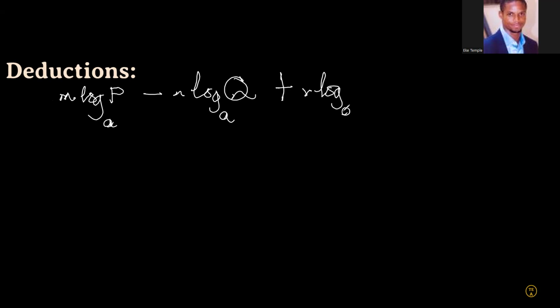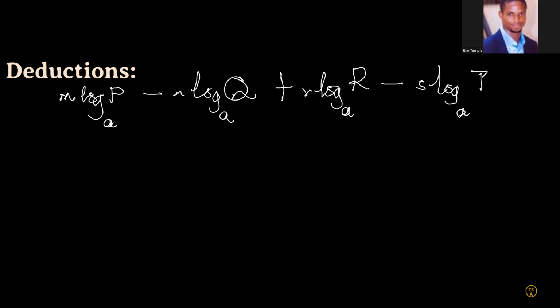Now here is another pattern. What if we have M log to base A of the number P, minus N log to the same base A of another number Q, now plus R log to base A of uppercase R, and minus S log to base A of T. What if we have this writing?